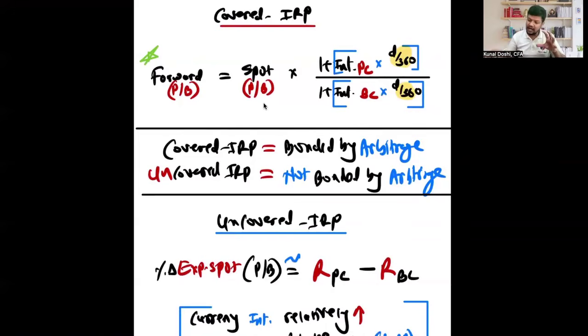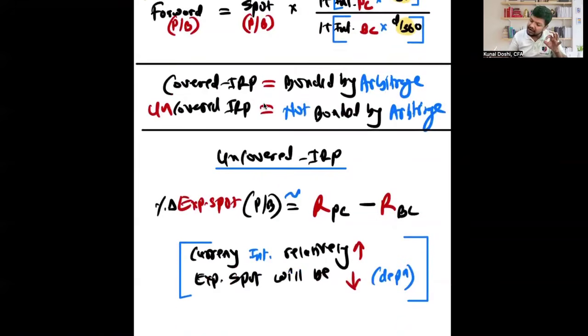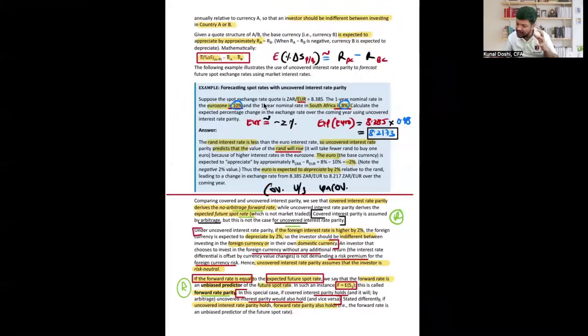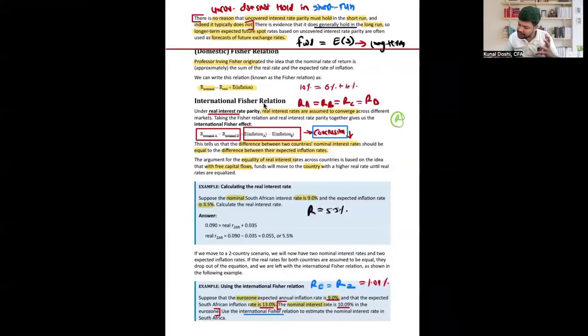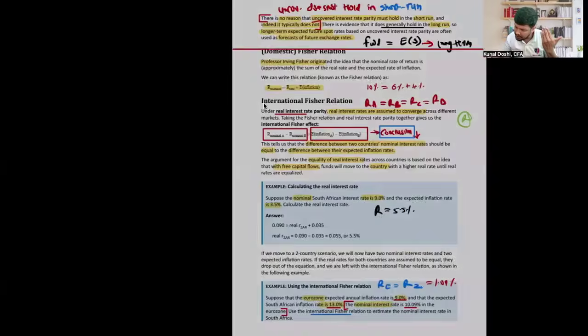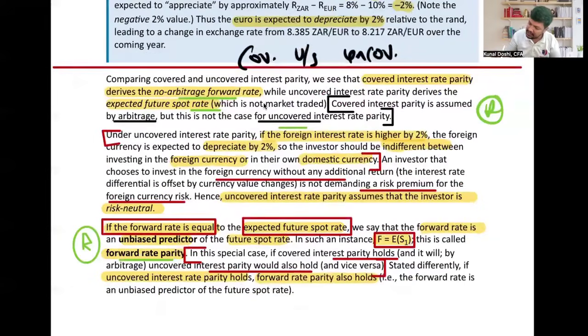The only difference between covered and uncovered is that covered is bounded by the concept of arbitrage, uncovered is not. So there is a discussion about this covered and uncovered. The rest of the things you can ignore. Where is this discussion? There is a comparison between both. Yes, this is where we did the comparison between the both.